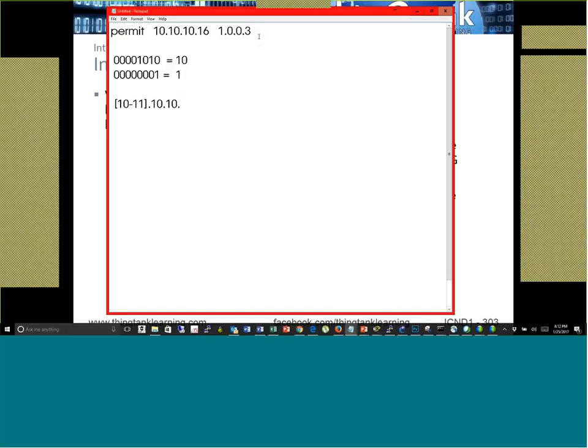And here, let's make this a little bit more interesting. 7. Well, 16 is 00010000, and 7 is 00000111. So the fourth octet is going to match what? It's going to match 16 through 23.